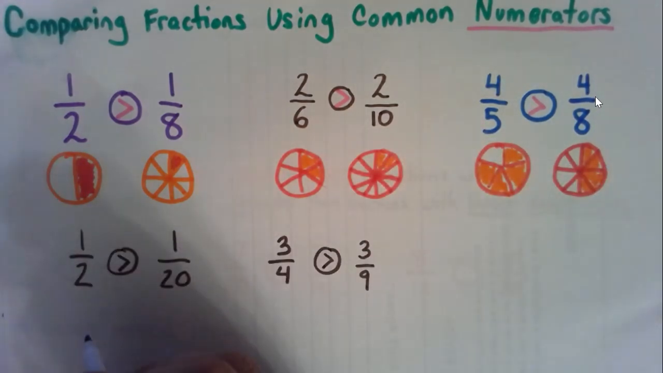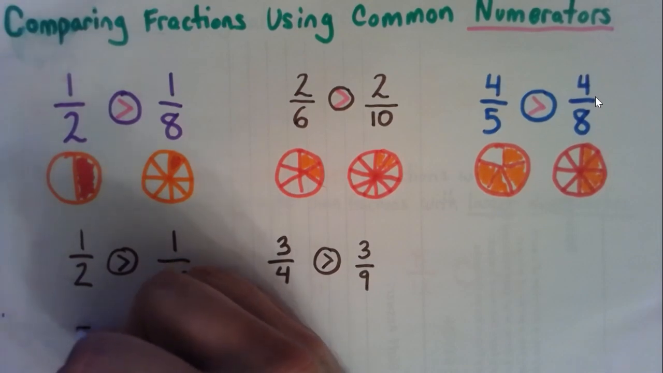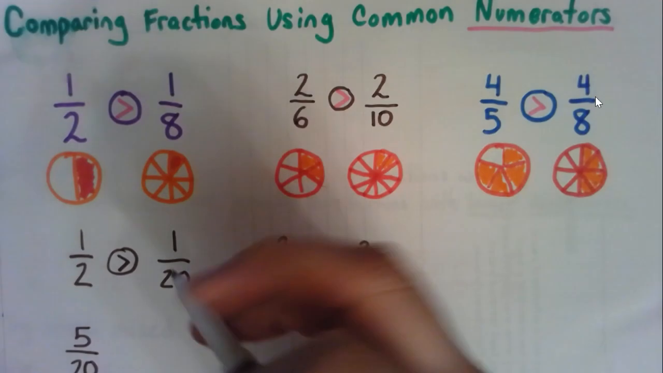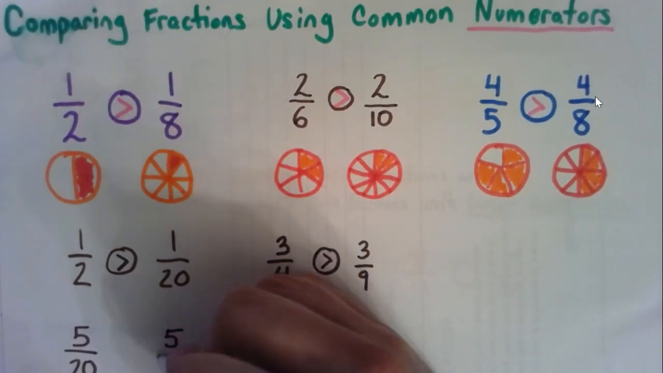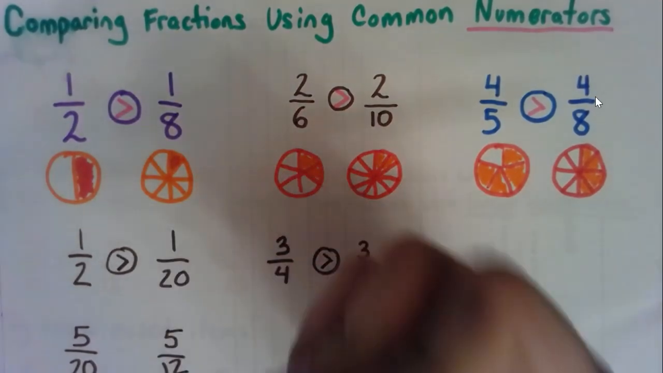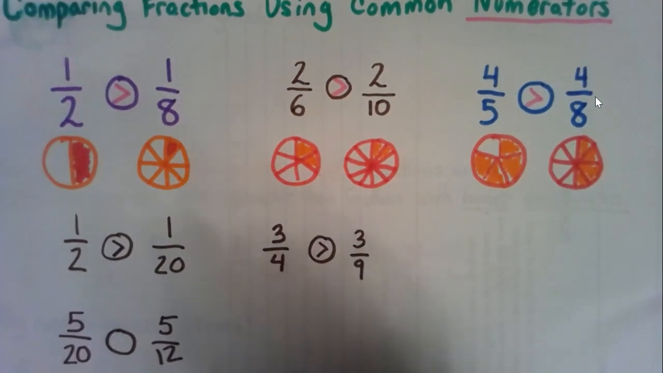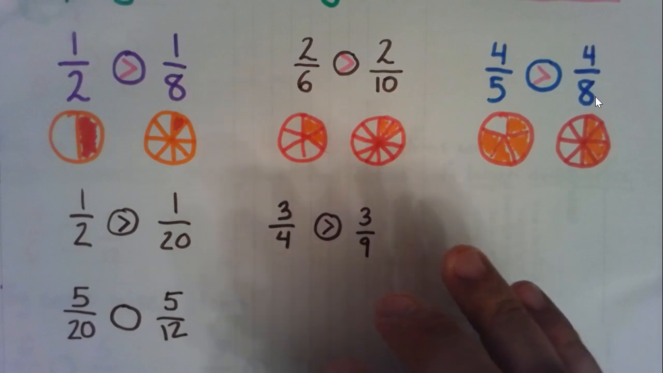Let's take a look at another example here. Let's compare 5/20 to 5/12. And in this example, 5 out of 20 whole parts here and parts in the whole, that's not a whole lot.